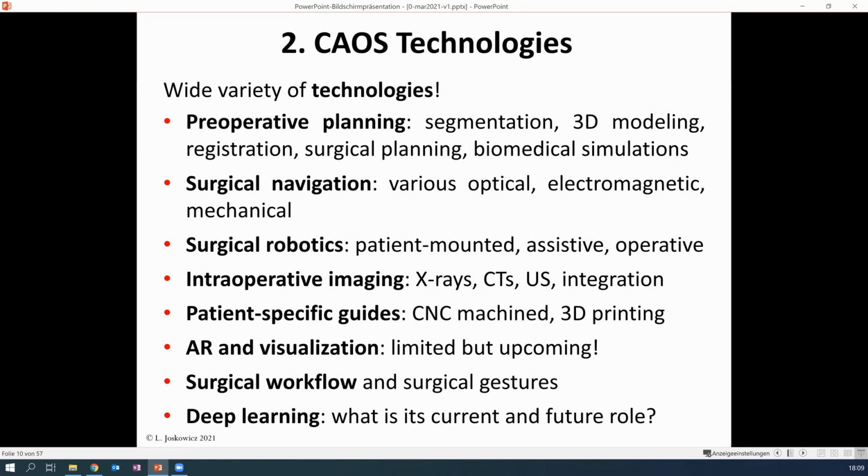And how can I not mention deep learning? What's the role of deep learning in orthopedics? We've seen great changes in other fields, certainly in computer vision, but what is the role of deep learning in computer-aided orthopedic surgery? And of course, I'll say something about that towards the end.